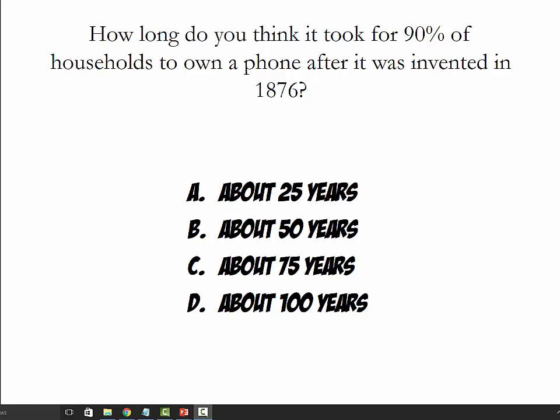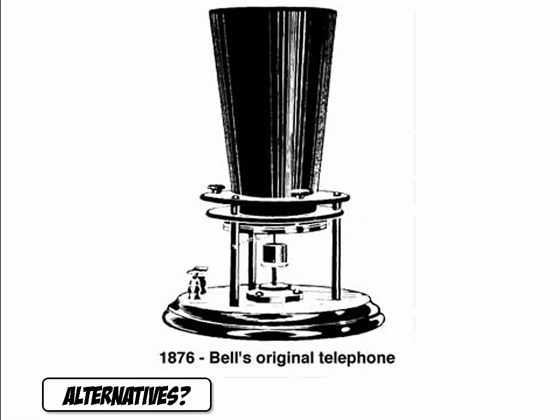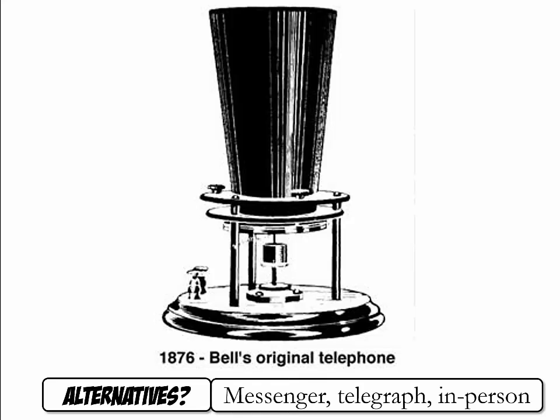Write down your answer. For a moment, please forget everything you know today and try to imagine being in 1876. What alternatives existed to the telephone in 1876? Please pause the lecture video to formulate an answer. When the telephone was invented in 1876, people delivered information either in person, by messenger, or perhaps by telegraph.